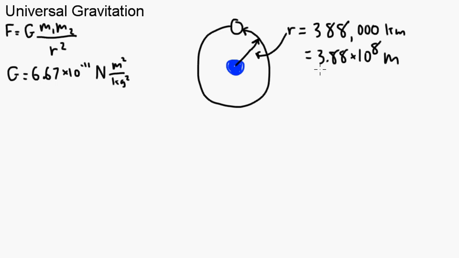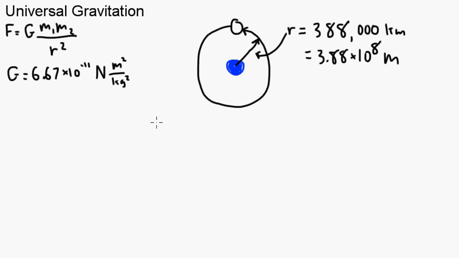That sounds about right. I think it takes a little over a second for light to get to the moon, and the speed of light is 3 times 10 to the 8th meters per second. So that sounds about right. Okay, so there's our moon, and it is at a certain distance from the Earth, and we want to find out how long it takes to orbit the Earth.